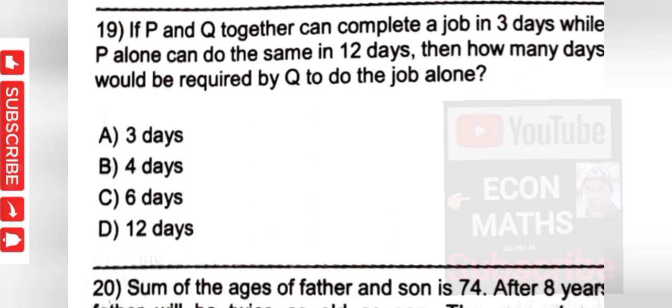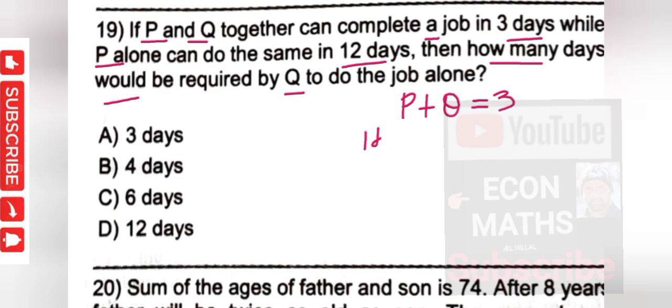Next question is, if P and Q together can complete a job in 3 days while P alone can do the same work in 12 days, then how many days would be required by Q to do the job alone? So here P plus Q takes 3 days to complete the work. So in 1 day, the work of P plus Q together would be equal to 1/3 of the work. That means in 1 day they can complete 1/3 of the work.